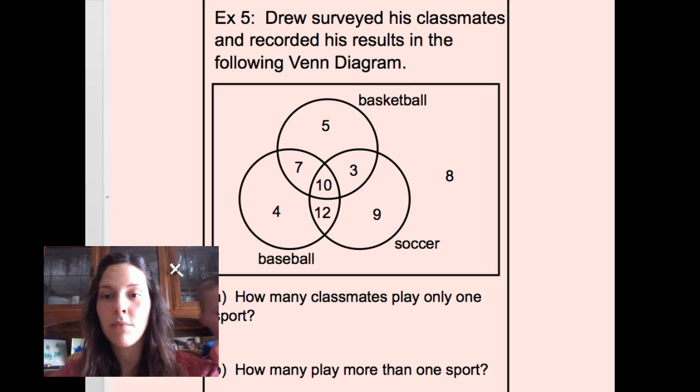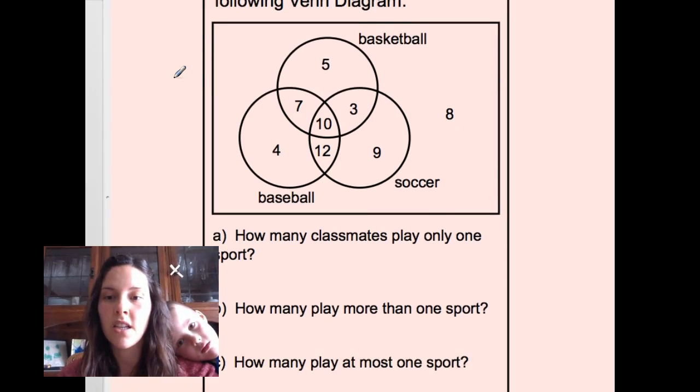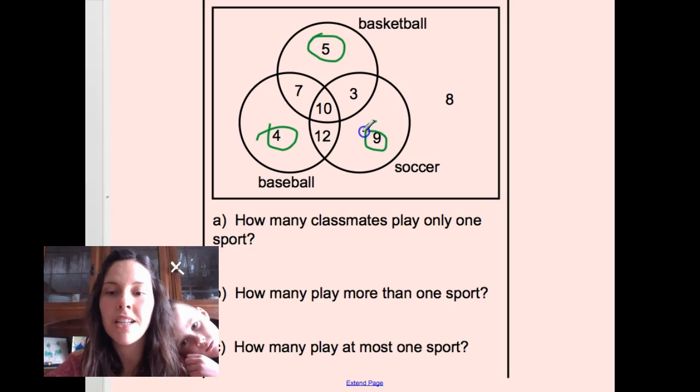And our last example, Drew took a survey of his classmates to see which sport they were involved in. So we're just going to practice reading this Venn diagram. So our first question, how many classmates play only one sport? So we're going to add up those numbers that are just in one circle. So we've got 9 plus 9 is a total of 18 people.